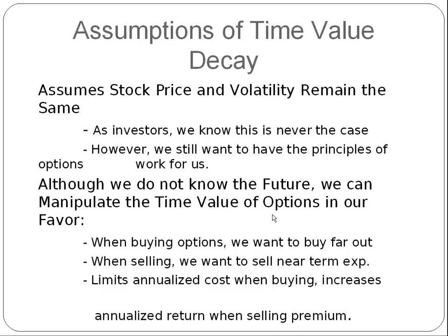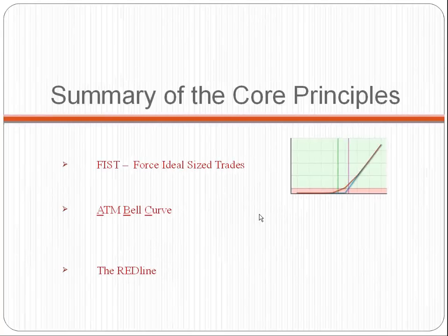As options traders, that is our true profit. The time value we keep and the time value we stop ourselves from losing, and that's why we want to buy further out in time. We want to sell near term. It limits our annualized cost when buying. It increases our annualized return when selling premium.